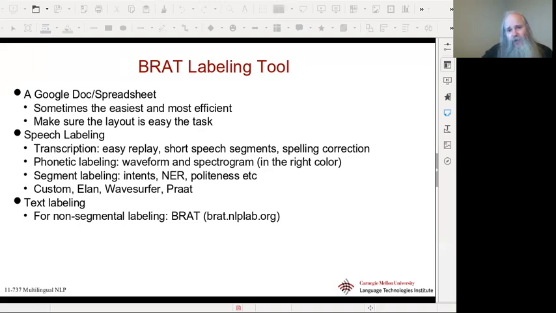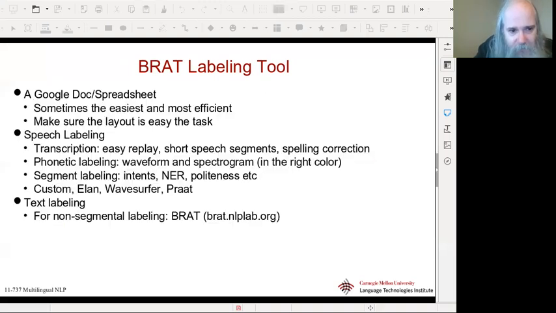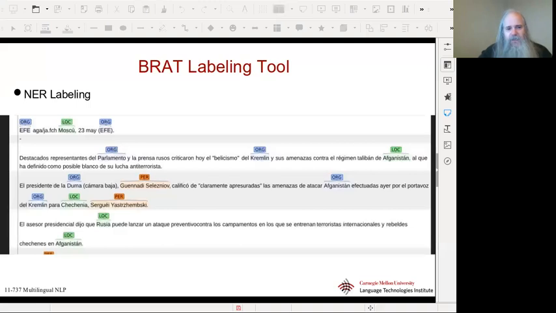Text labeling, I'm going to talk a little bit more about a system called BRAT. BRAT is a labeling tool that allows you to do text forms. Oops, this is not what I wanted to do. That's an extra slide. Here's an example of BRAT. It runs in the browser.